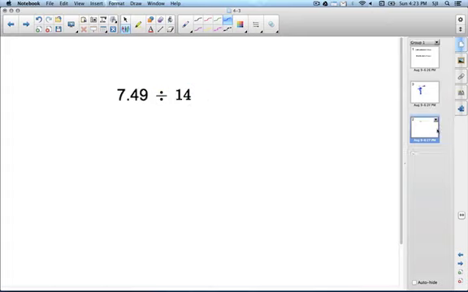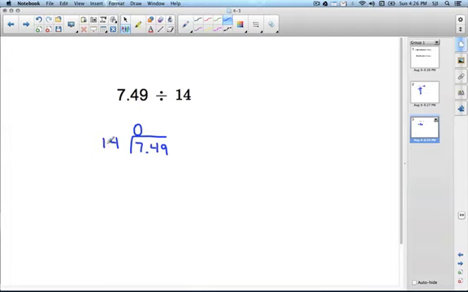Here's another one. 7.49 divided by 14. So we're going to draw our little den. And remember, the first number is the number that's going to go inside the den, and the second number is the number that's going to go on the outside of the den. So now we're going to ask ourselves, 14 goes into 7. It can't go into 7. 7's too small. So I'm going to put a 0 right above the 7.